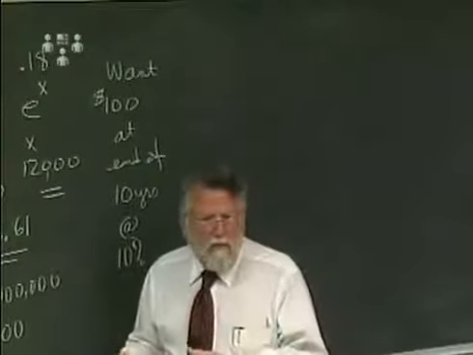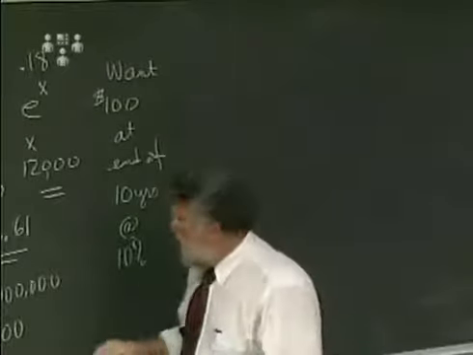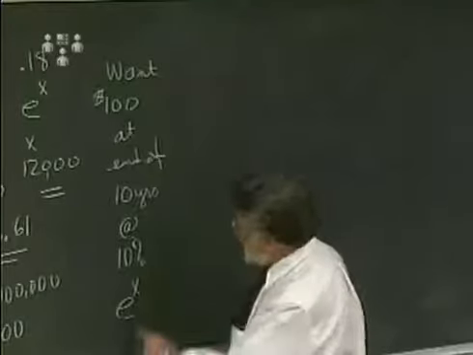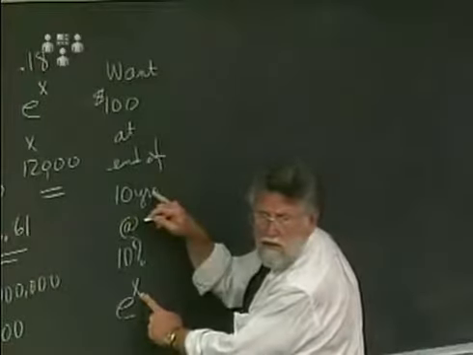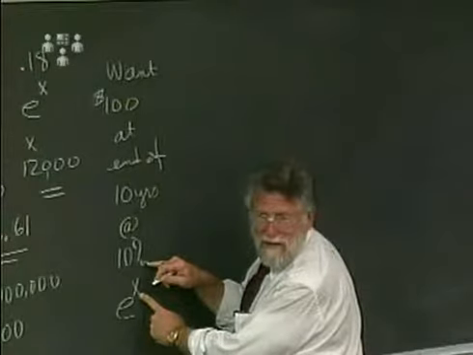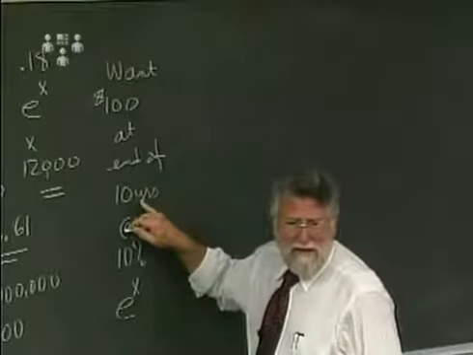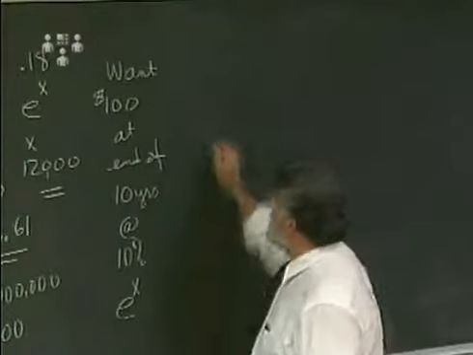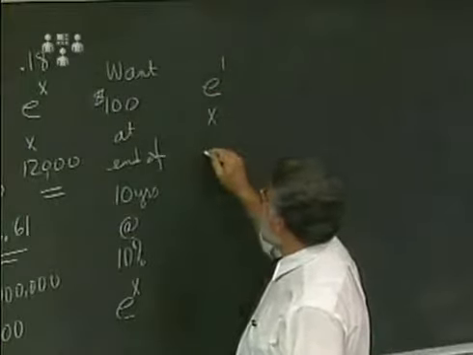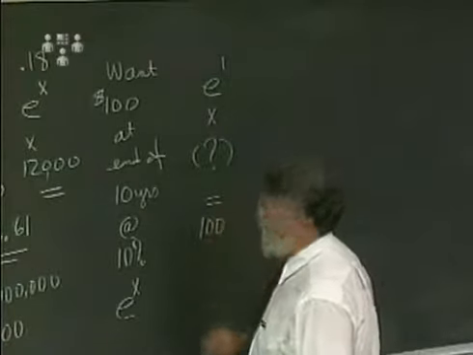Well, let's ask, how would you find the amount of money at the end of 10 years at 10%? Using the e to the x key, you would say that the x has to be what? Your 10 years times your 10%. Well, 10% is 0.1, right? And 10 times that is 1. So e to the first times some number is supposed to equal $100 at the end.